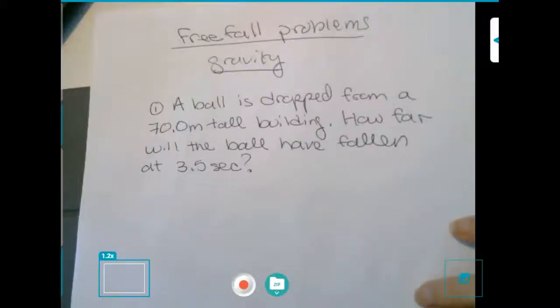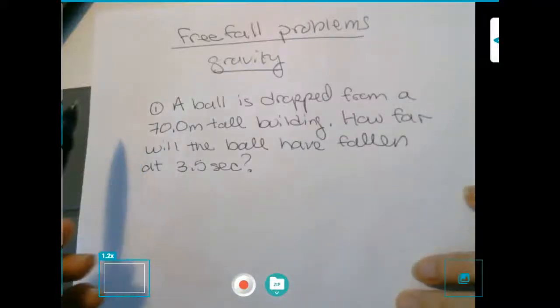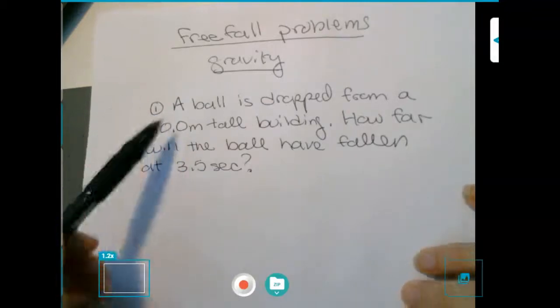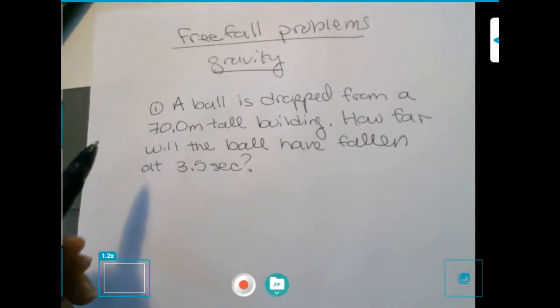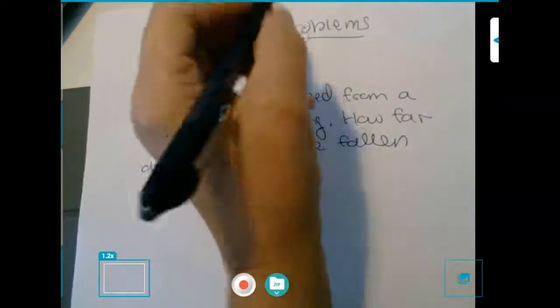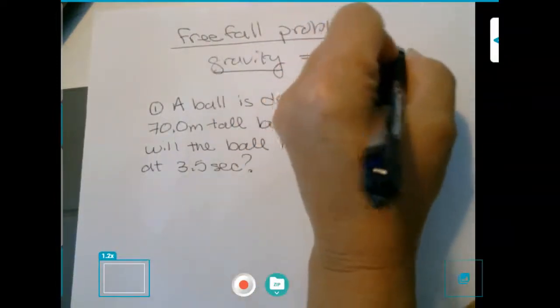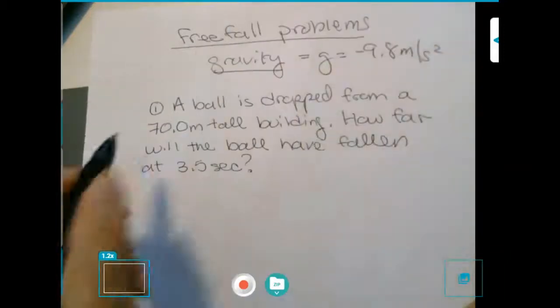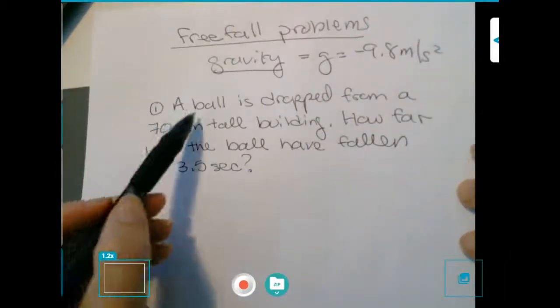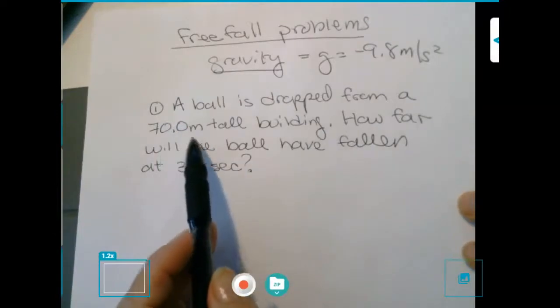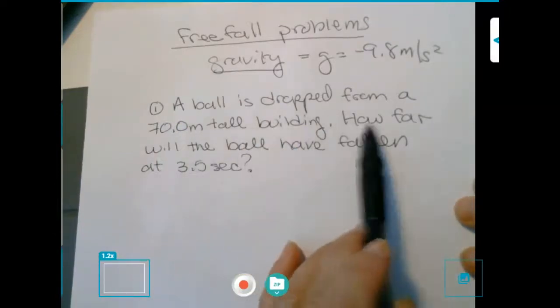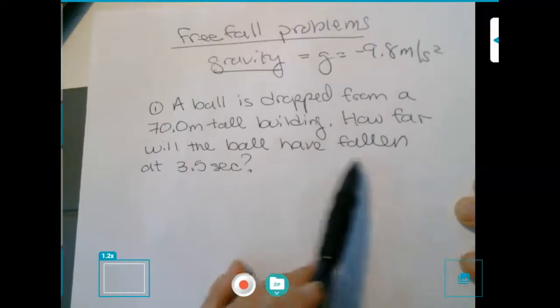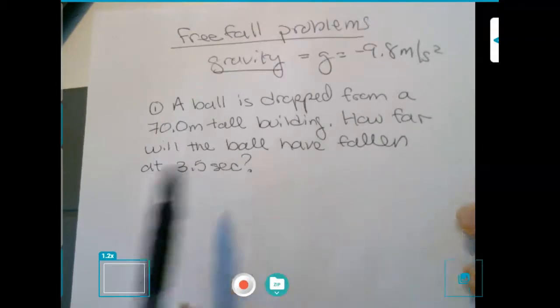Free fall problems. I'm going to go over some problems using the constant acceleration when we're using gravity, which is g, a minus 9.8 meters per second squared. So I have a problem here. A ball is dropped from a 70-meter tall building. How far will the ball have fallen at 3.5 seconds?